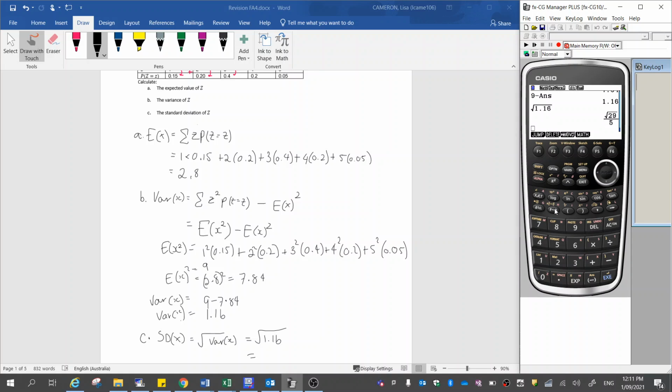All right, and let's get that into a nice little decimal. Okay, so the standard deviation in this first case is 1.077. Now, it depends what you're rounding to here. I'm going to round to 3 decimal places. Normally, for statistics, we go to 4, because if I convert something to a percentage, then it ends up with 2 decimal places.